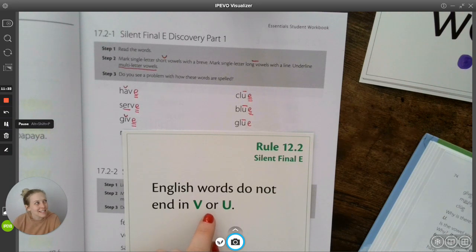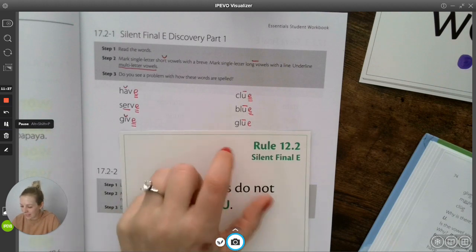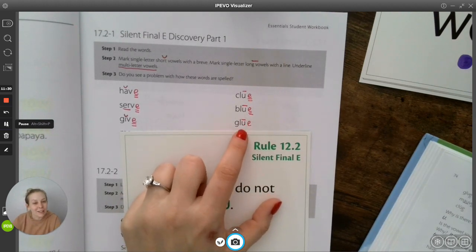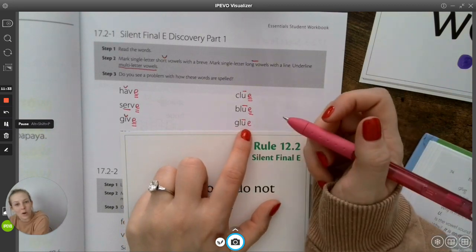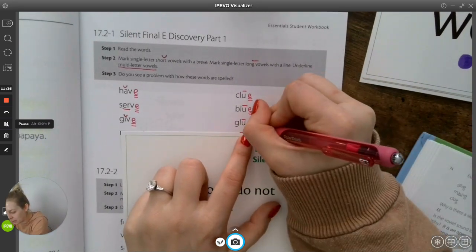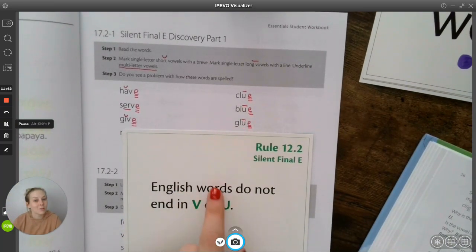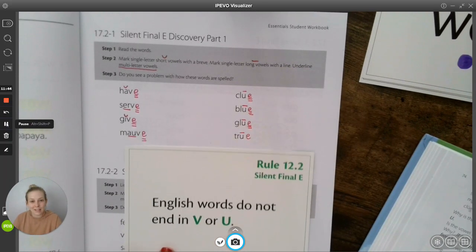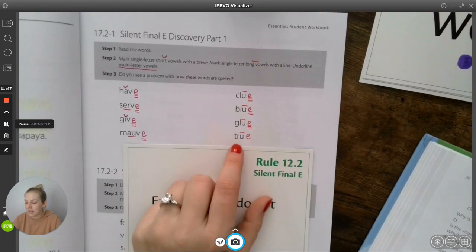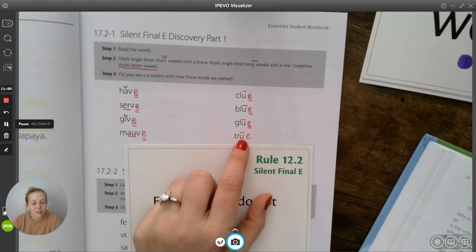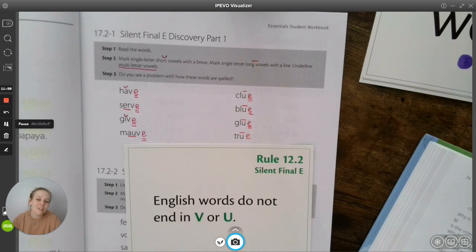I wonder if this is going to be on your exit ticket. So U is making its long sound here, and it's open, but it has silent final E to prevent the word from ending in U, because English words do not end in V or U. Last one, true. We have vowel sound U here, long sound. It's open, and it has to have silent final E because English words do not end in V or U.